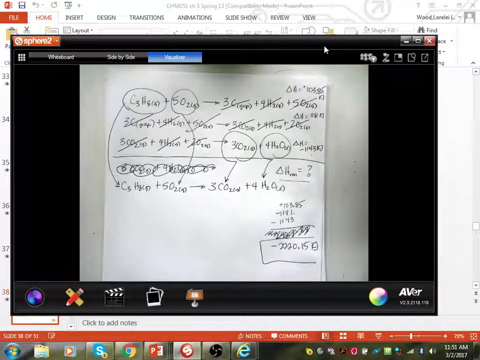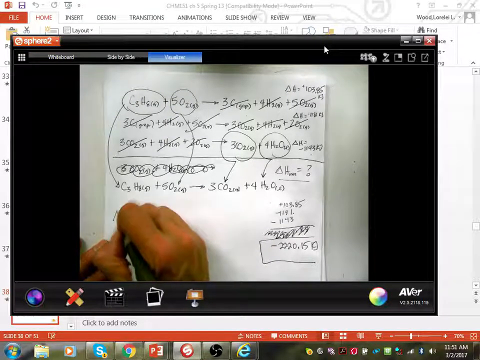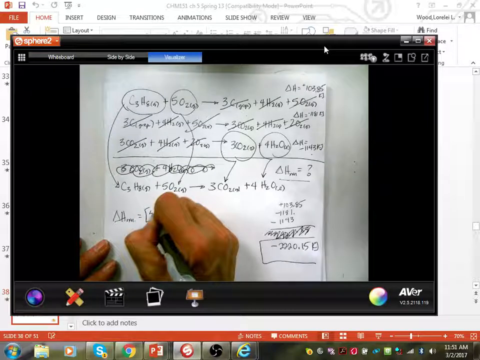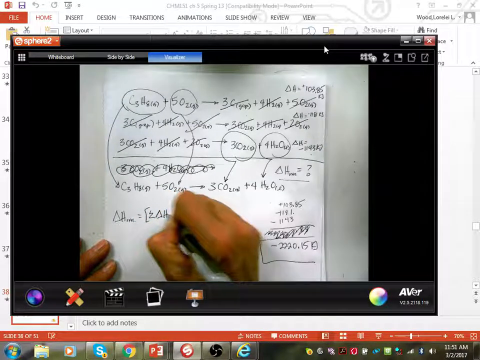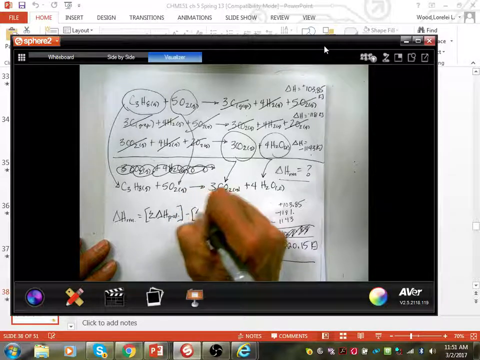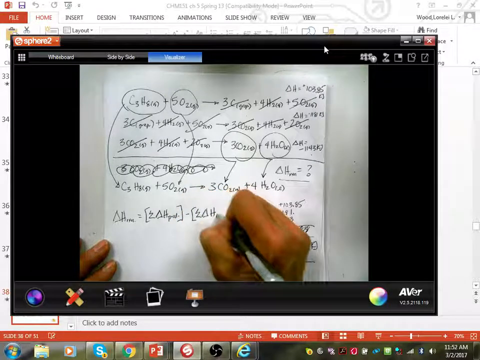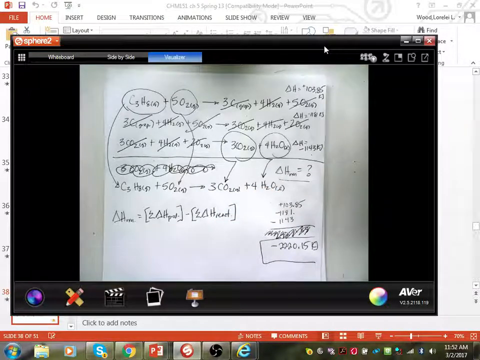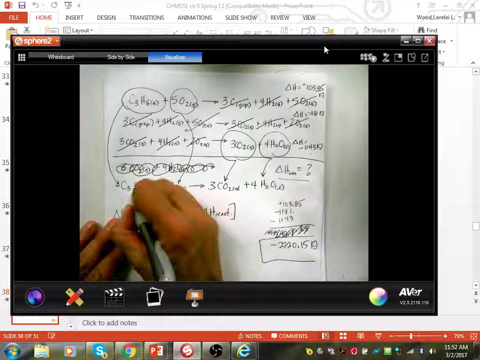Let's do it the same way we did it on Tuesday. Using the overall enthalpy of the reaction, according to Hess's law, is the sum of the individual enthalpies of the products minus the sum of the individual enthalpies of the reactants. I can figure out the individual enthalpies. You got that table. Get that table out.